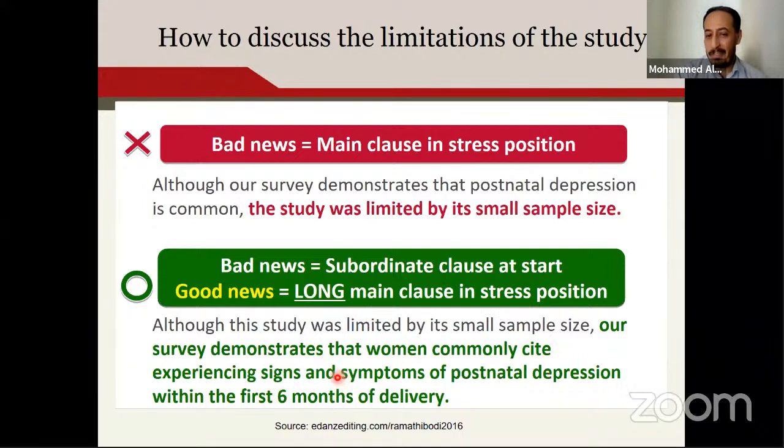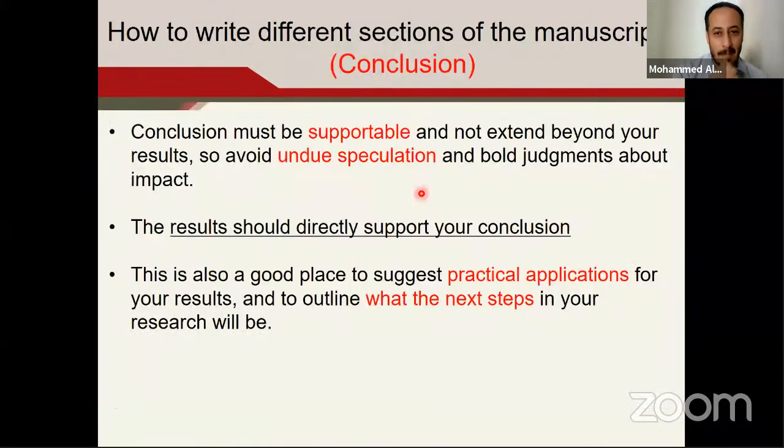It's the good news. So they started with the limitation: although the study was limited by its sample size, however, our survey demonstrates this and that, so it's long. It's the same; both of them have addressed the same limitation, but this is how. Otherwise, sometimes if you use the first style, the reviewer will reject the article because they will say, repeat the experiment on a larger sample size.